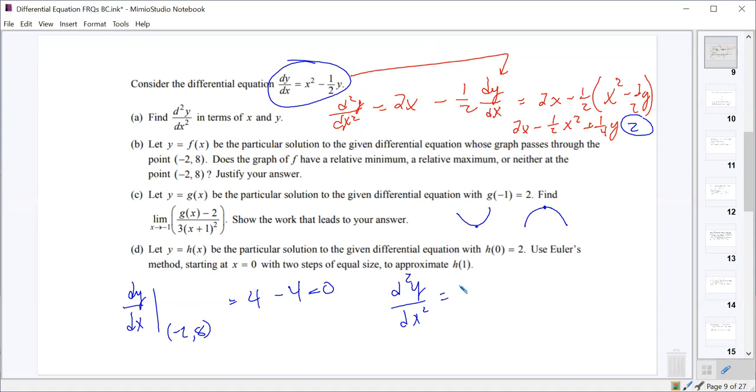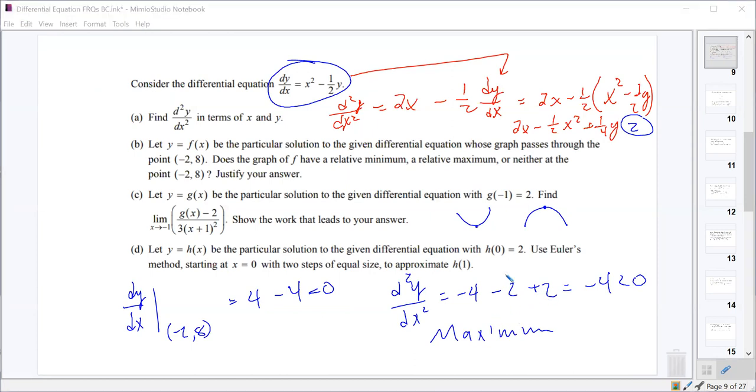So that's going to be 2 times -2 is -4. And then minus 1/2 x squared. So that's going to be minus our 4 times 1/2, so -2. And then 8 is going to give us plus another 2. And that gives us -4. -4 is less than 0. Tells us it's concave down at that point. And it tells us that it is a maximum because the function is concave down.